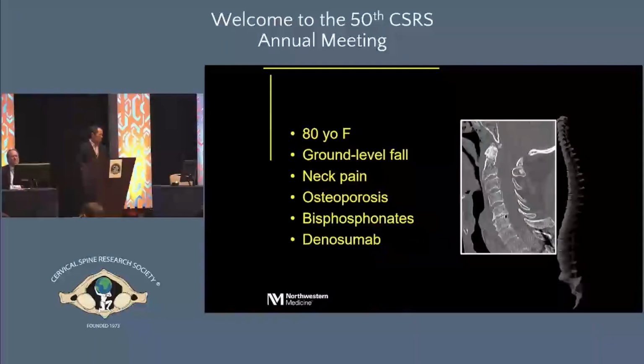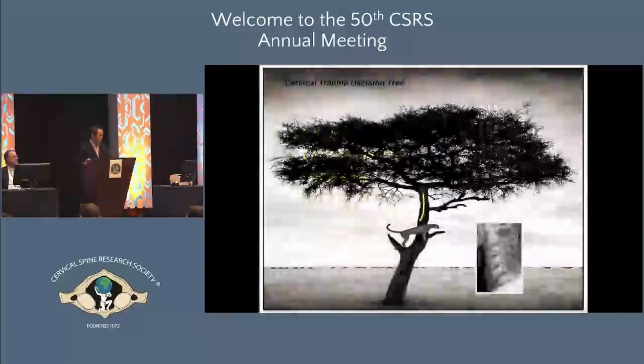So this is the kind of case that we have already sort of dealt with this morning. An 80-year-old female who sustained a ground-level fall, has neck pain, type 2 odontoid fracture, and also has osteoporosis. This patient has been on bisphosphonates historically, but is currently on a RANKL antibody, denosumab, and we'll talk about how that affects her treatment course.